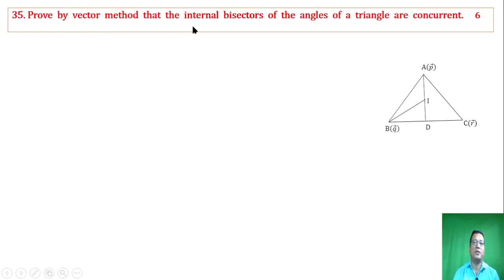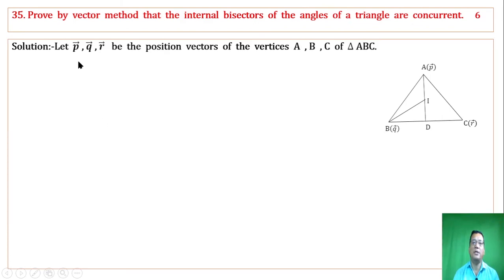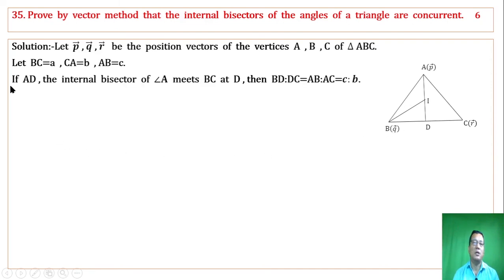Prove by vector method that the internal bisectors of the angles of a triangle are concurrent. 6 marks. Let p, q, r be the position vectors of the vertices A, B, C of triangle ABC. Then let BC equal to a, CA equal to b, AB equal to c, the lengths of the sides. If AD, the internal bisector of angle A, meets BC at D, then BD is to DC equal to AB is to AC, that is c is to b.